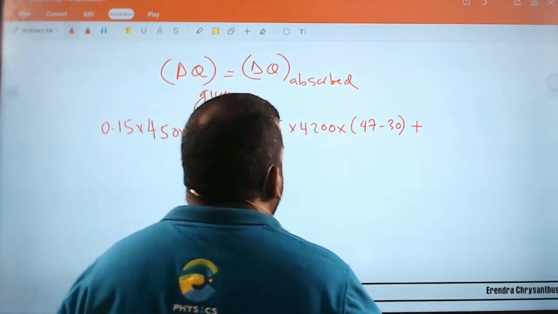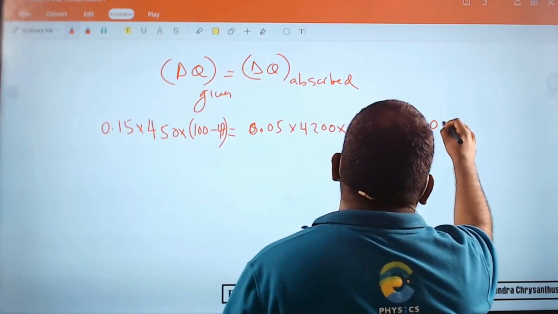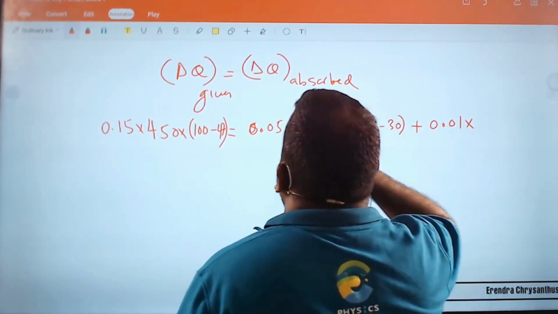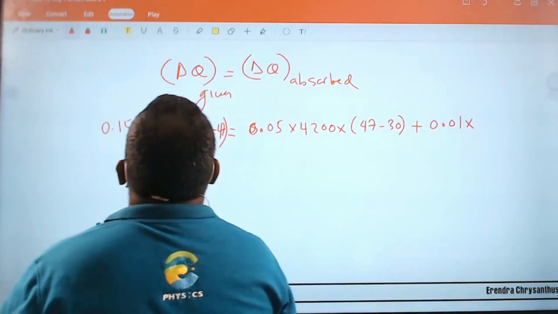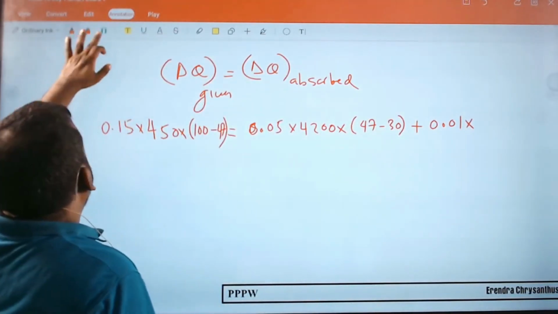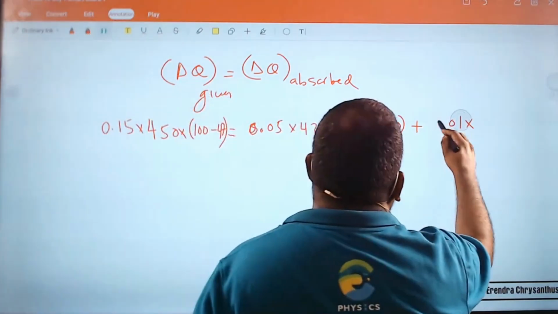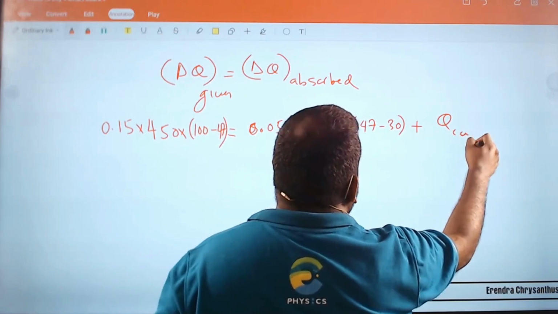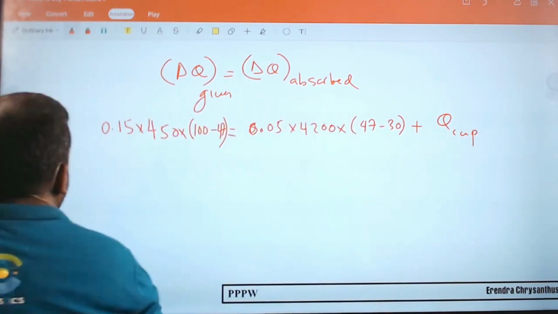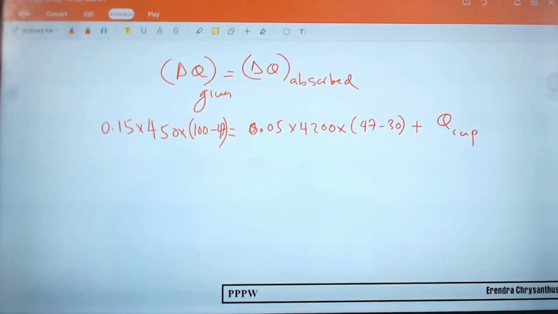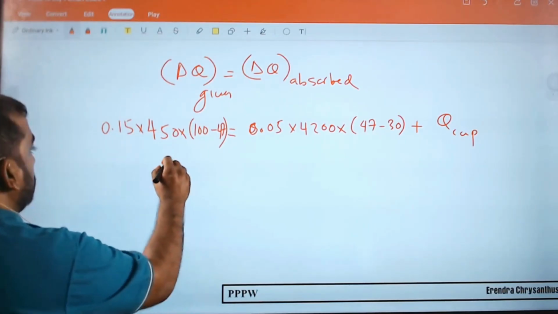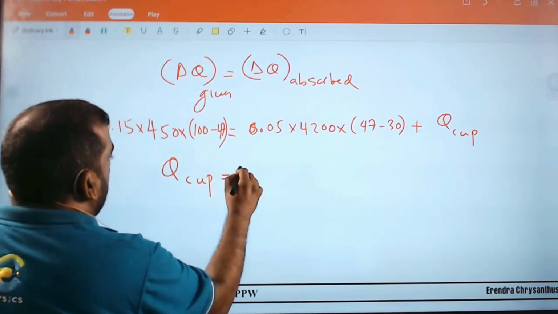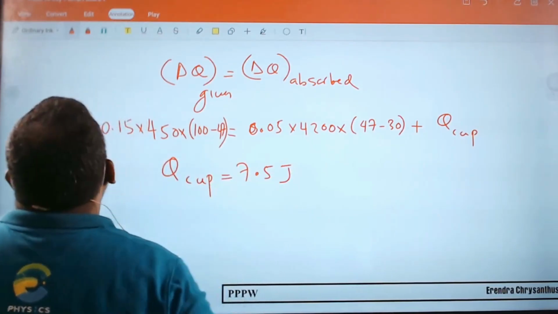Heat absorbed by the cup. Cup is 10 grams, 0.01. Specific heat capacity of the cup, we don't know that. They are asking you to find heat absorbed by the cup. If you simplify the relationship here, you will get 7.5 joules. 7.5 joules. Right.